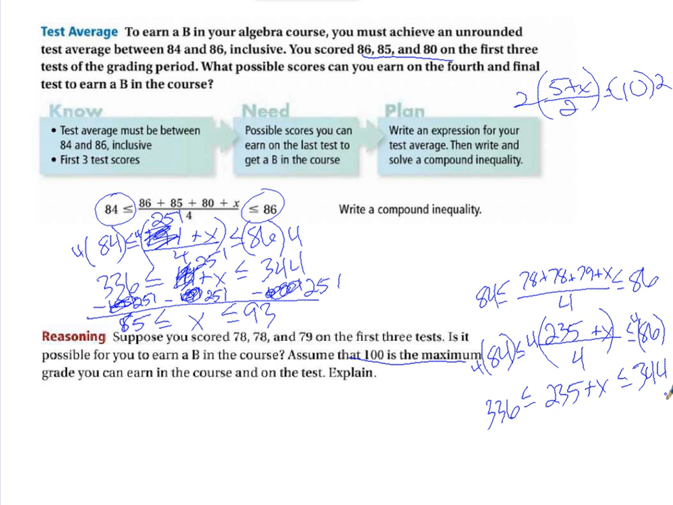And now what? Subtract 235 from all 3 parts. Oops, 235. And we get 101 is less than or equal to X is less than or equal to 109. So what's the answer here?